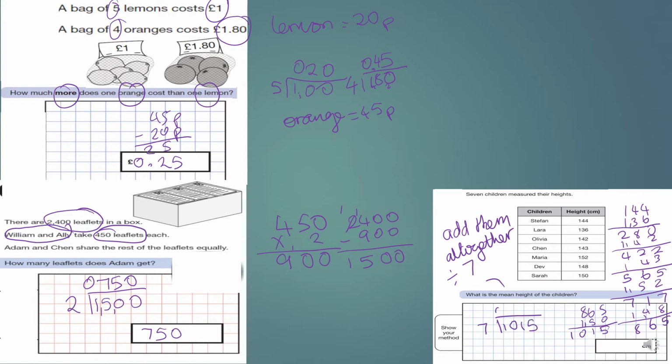7 doesn't go into 1. 7 goes into 10 once, and there's 3 left over. 7 goes into 31 4 times, and there is 3 left over. And 7 goes into 35 5 times. So the mean average would be 145 centimetres. Okay, I hope you got those answers correct.